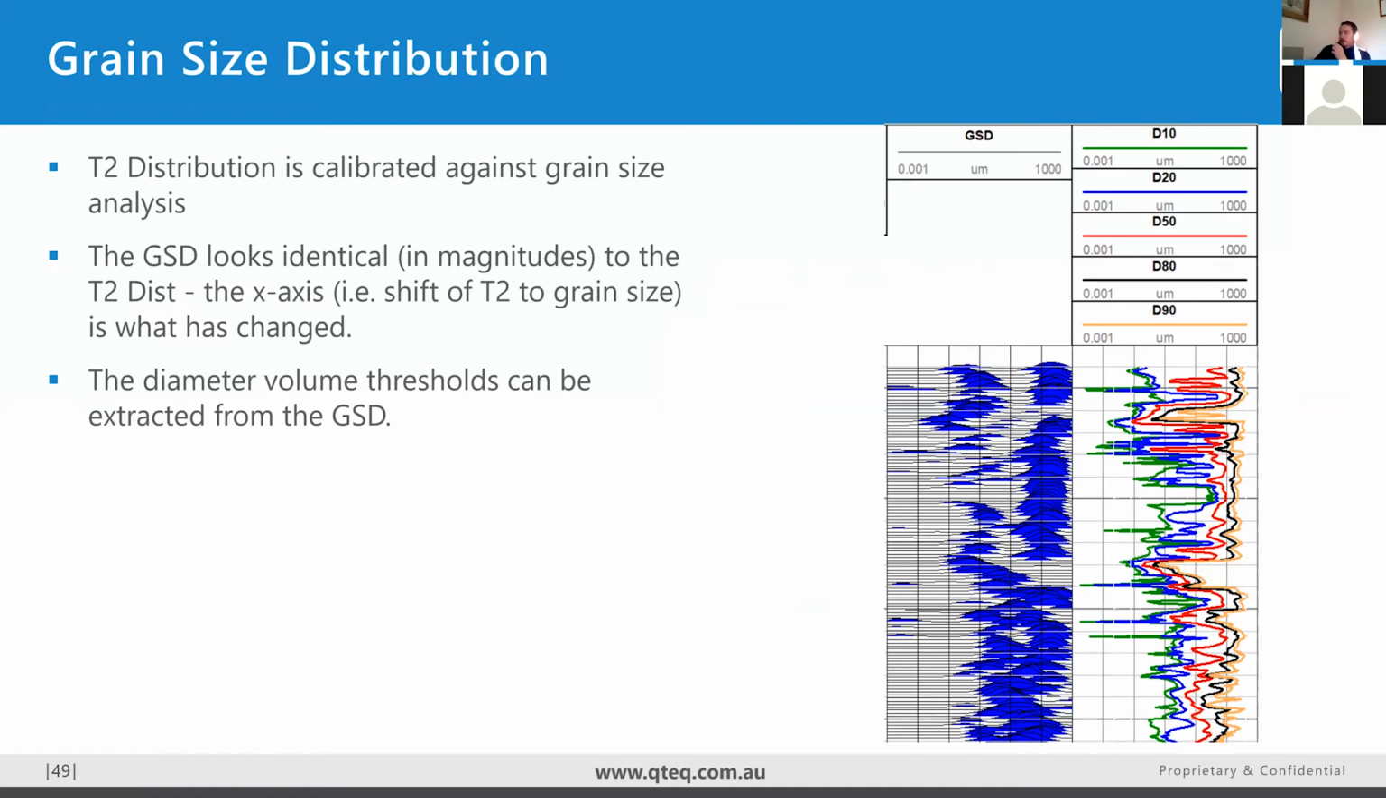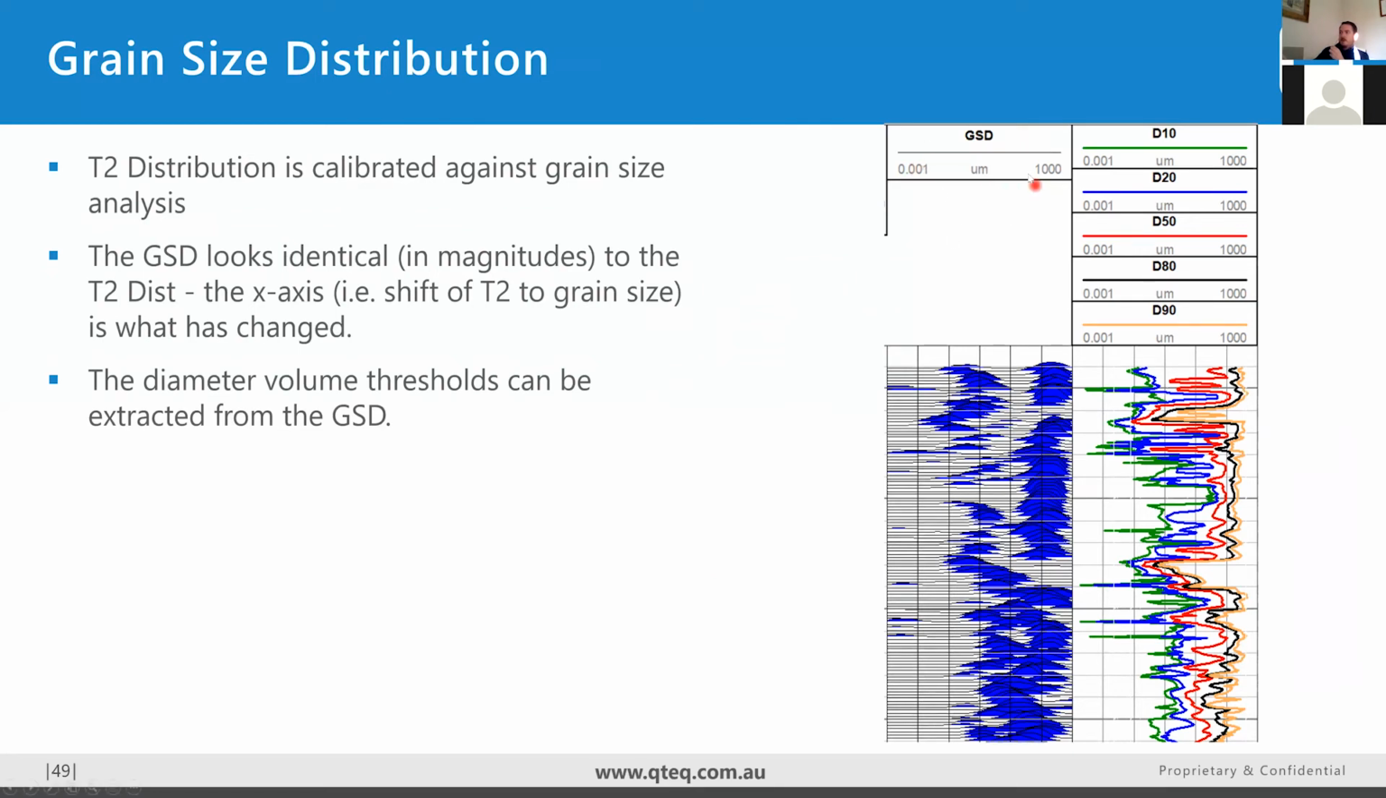So the last example is on grain size distribution. So I sort of mentioned that the T2 distribution is a pore size distribution. Well, if you have your grain size, and pore size is related to grain size, so the bigger the grain, the bigger the pore, smaller the grain, smaller the pore. If you have a sieve analysis or a laser particle analysis set of data, and you also have some NMR data, we can convert a T2 distribution into a grain size distribution.